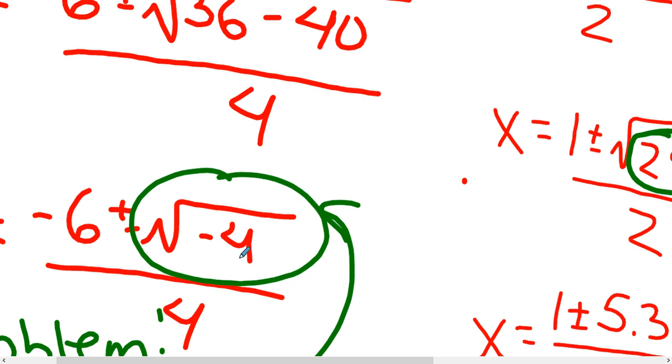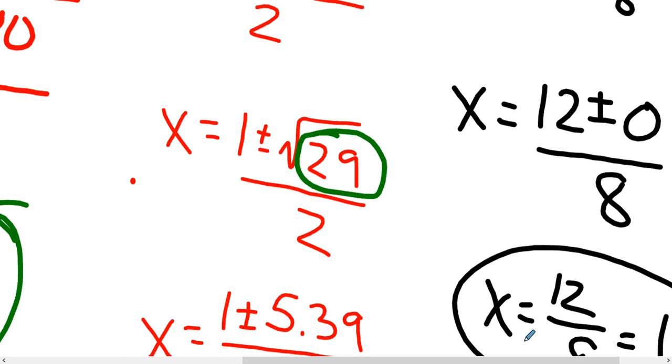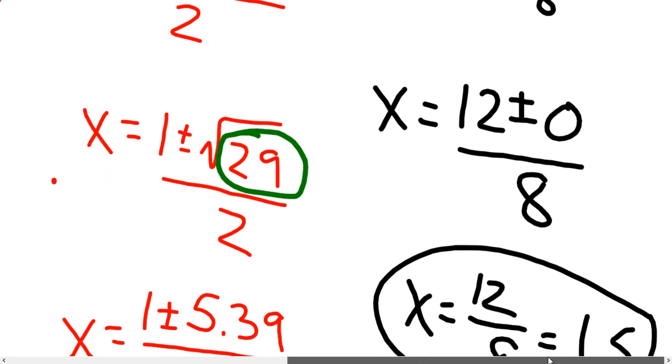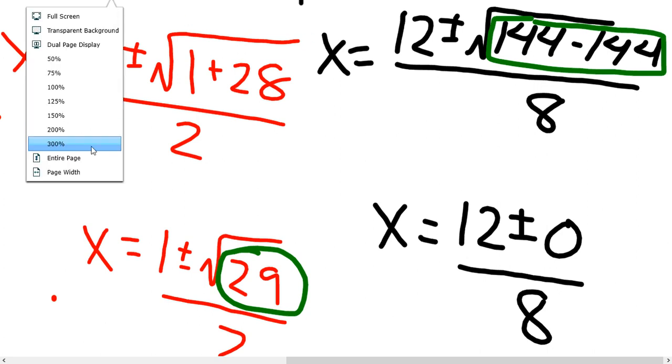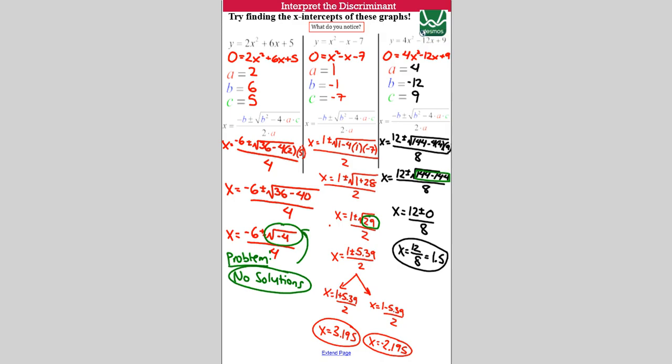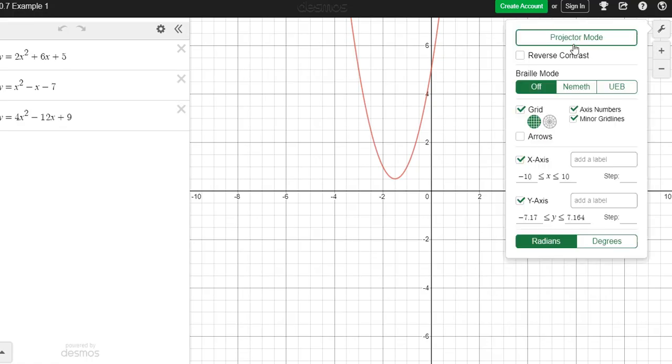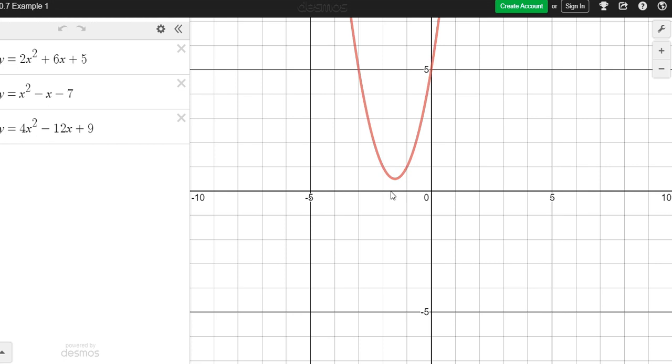And there's the summary. If the value underneath the square root is negative, no solutions. If the value underneath the square root is positive, 2 solutions. If the value underneath the square root is 0, I get 1 solution. And I'm going to use Desmos to show these 3. Here's the first one. This is what the graph of it looks like. Look, it has no x-intercepts because that value underneath the square root was a negative.